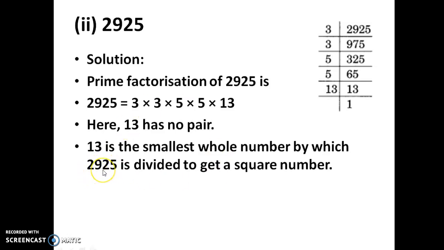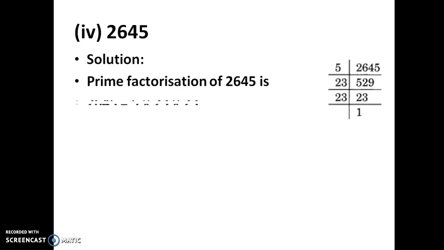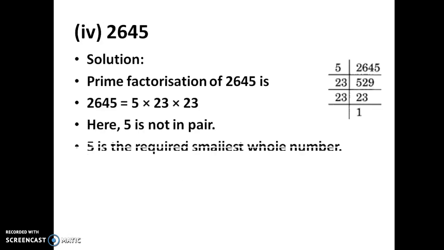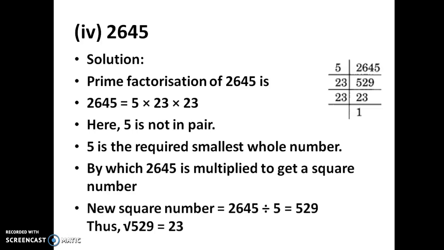2925 divided by 13, you will get 225. So the square root of 225 is 15. Then 2645, first do the prime factorizing, make pairs. We find that 5 is not having a pair. So this number is to be divided by 5. You will get 529. Then the last step, the square root of 529 is 23.